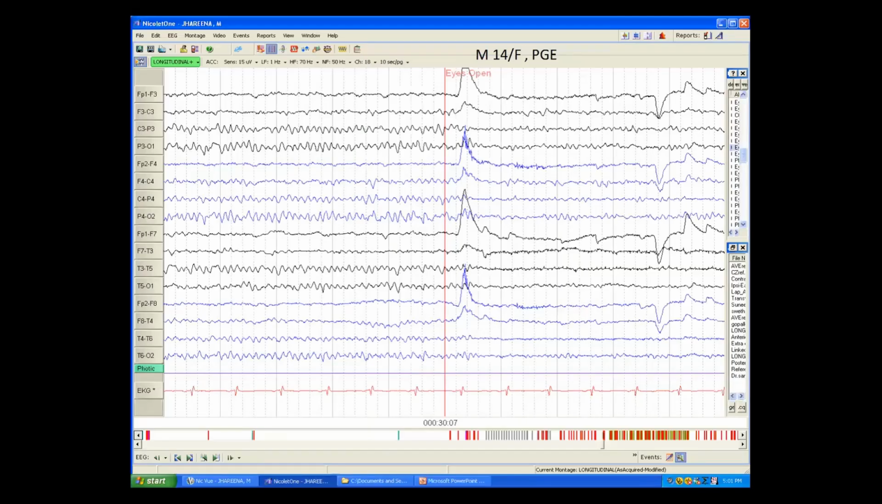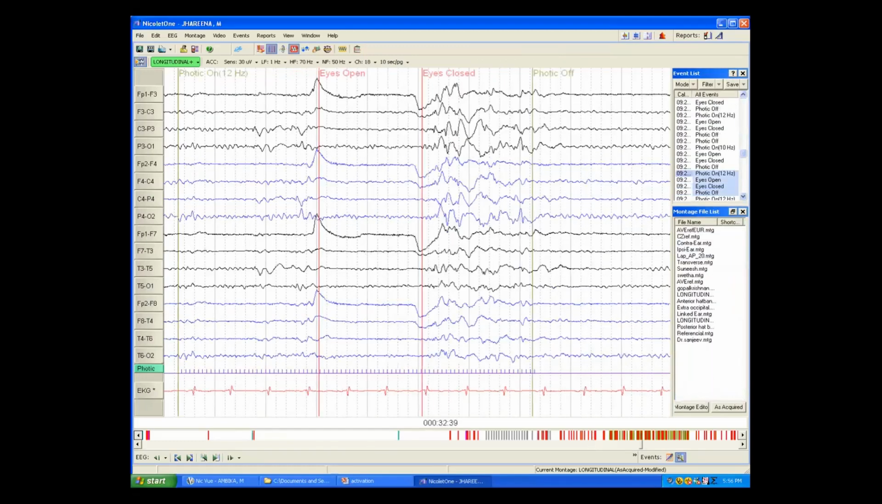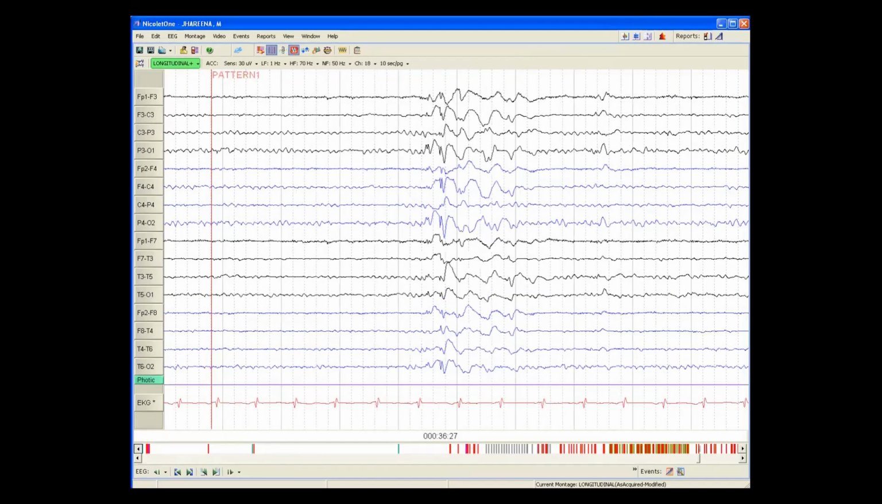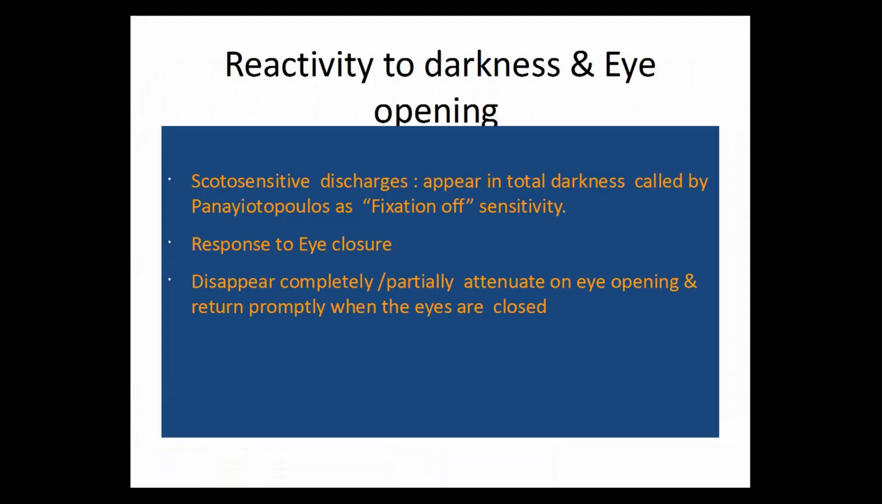This is a 14-year-old female. With eyes closed, you can see the occurrence of generalized spikes. With photic, you can see some abnormalities happening, and with the pattern also. This is the EEG of the patient being shown a pattern, and with the pattern also, the patient is showing a generalized abnormality. So this patient has pattern sensitivity.